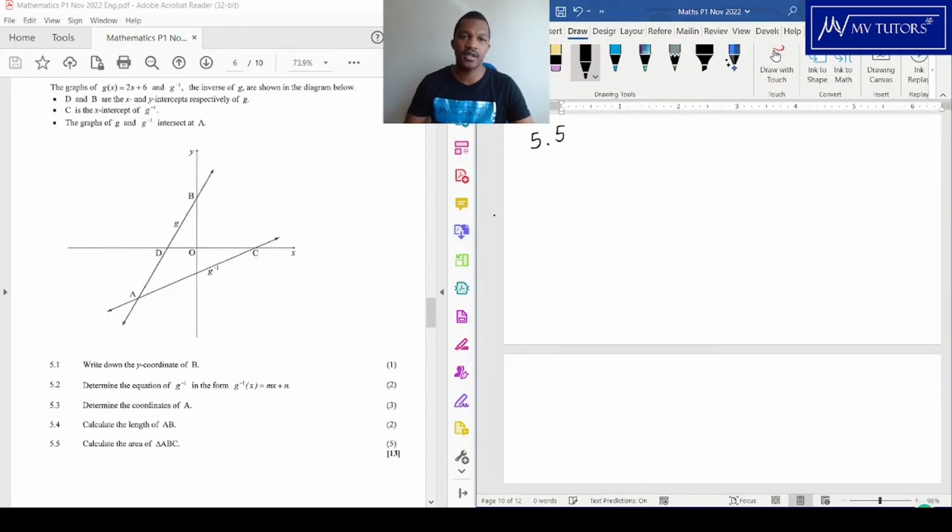Well, let's do question 5.5 now. That's the last one. It says, calculate the area of triangle ABC. Okay, so there's a line joining B and C there. Now I just want to do a quick construction to say that it looks something like this, right? Between B and C, something like that. Okay, can you see that?